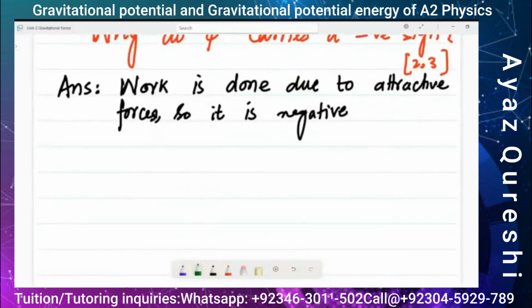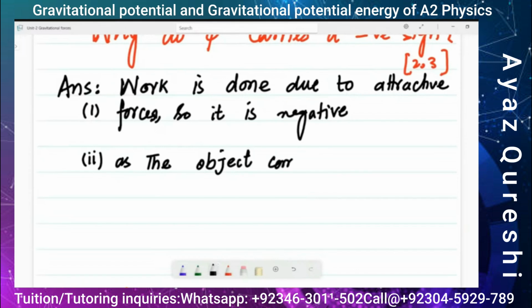So you will write all those concepts here one by one. You can write any of these two or three, but I will give you all these three. आप कुछ भी लिख सकते हो. Work is done due to attractive forces, so it is negative. At infinity, work done is equal to zero. As the object comes closer to the surface, it loses energy.